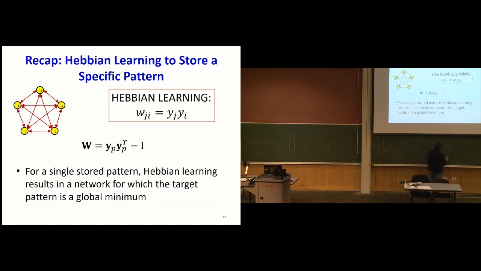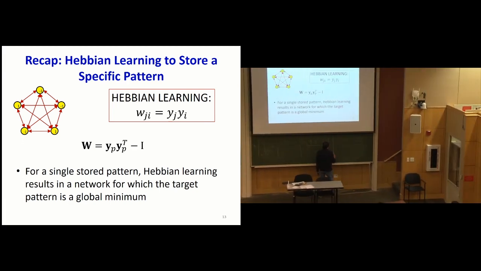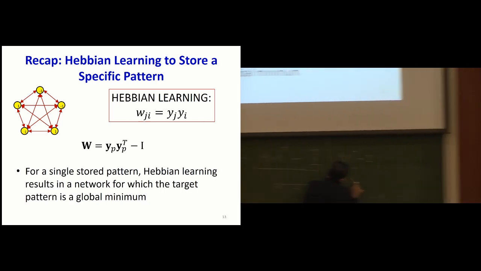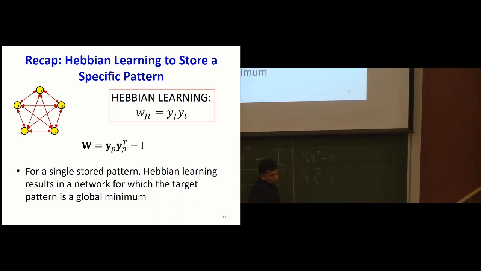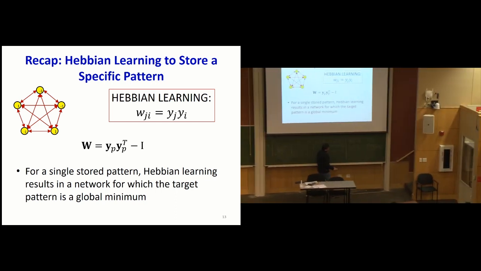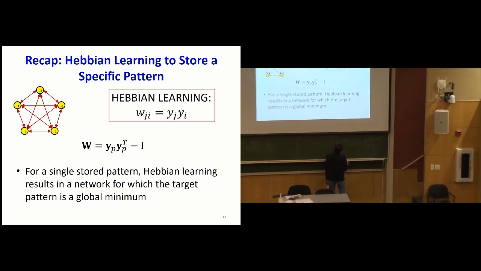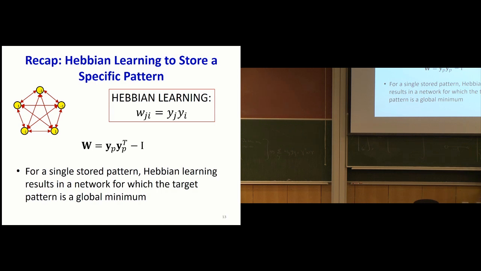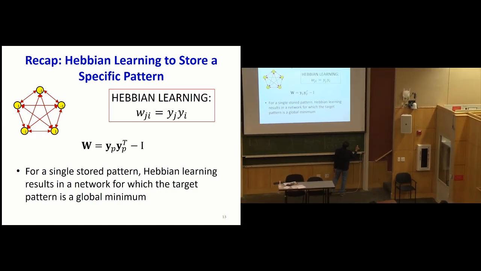So this was what I had if I want to store one pattern. If I want to store more than one pattern, then it was going to be y1 y1 transpose minus I plus y2 y2 transpose minus I, and so on, which is simply going to be the summation over all the patterns of yp yp transpose minus Np times I. Now, why Np? Because you're going to subtract I once for every one of the patterns that you're trying to store. And this, again, if I write Y equals y1, y2, and so on, is simply going to be Y times Y transpose minus Np times I.